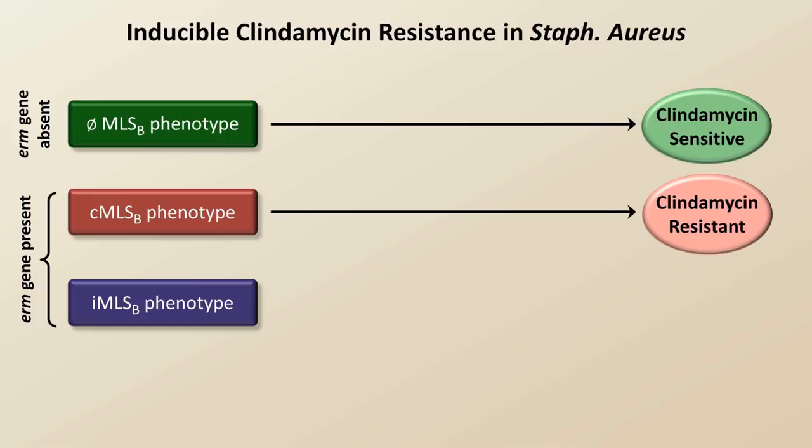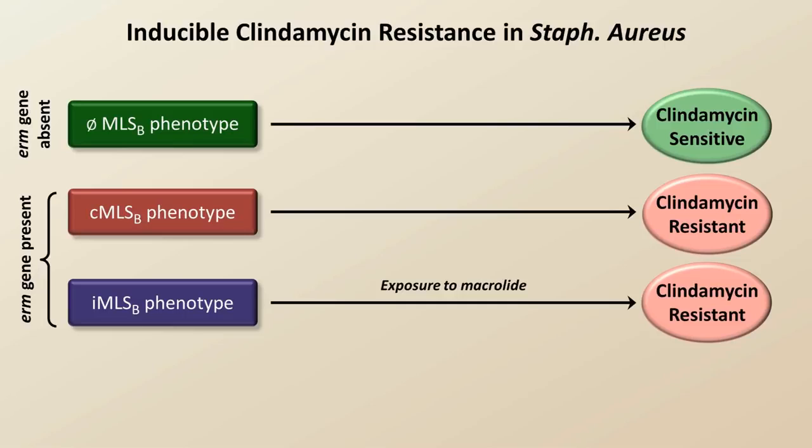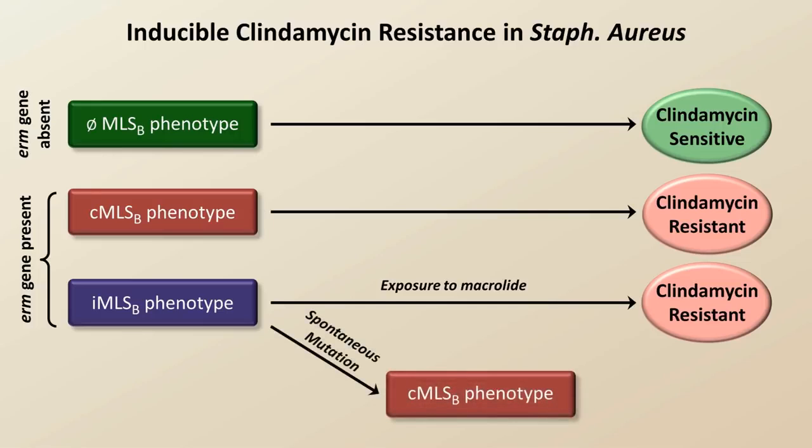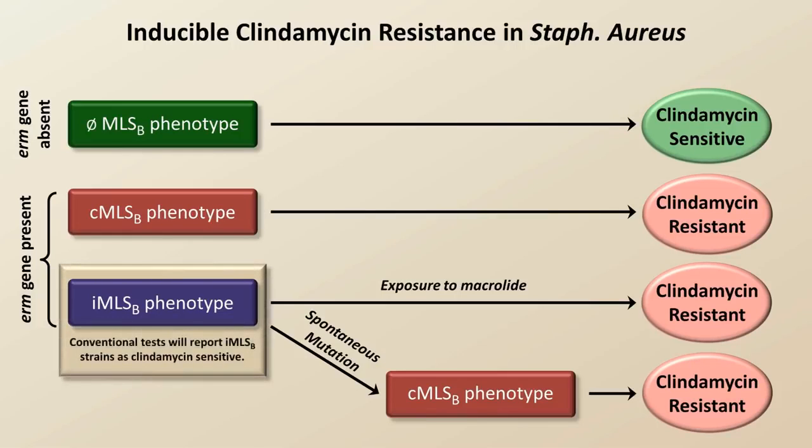With the inducible phenotype, it was initially thought to require exposure to a macrolide, which triggers expression of the dormant resistant mechanisms. However, it's now believed that a seemingly minor spontaneous mutation in the genetic code responsible for ERM expression may also be able to convert the inducible phenotype to the constitutive one in the absence of macrolide exposure. Thus, the bacteria is now also clindamycin resistant. Why this is particularly problematic is that conventional susceptibility testing will report the inducible strains as clindamycin sensitive. In other words, the inducible phenotype is technically clindamycin sensitive, but it has an unusually strong tendency to develop spontaneous clindamycin resistance.